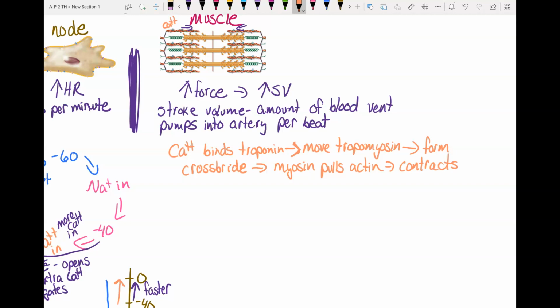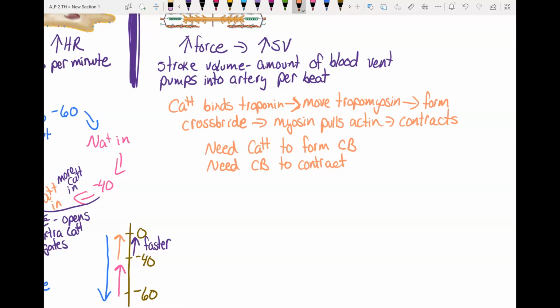The main point here is that you need calcium to form cross bridges, and that you need cross bridges to contract. The more calcium you have, the more cross bridges you can form.